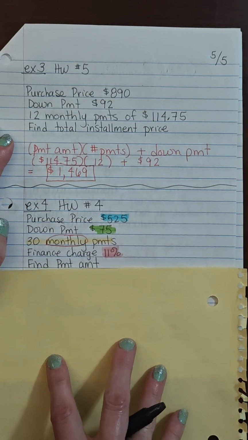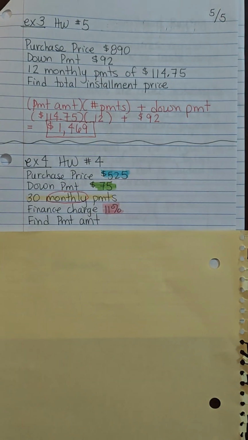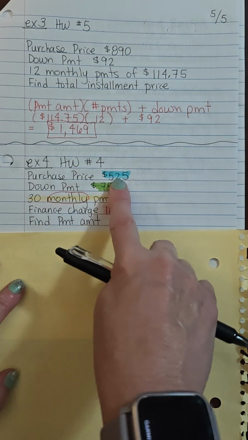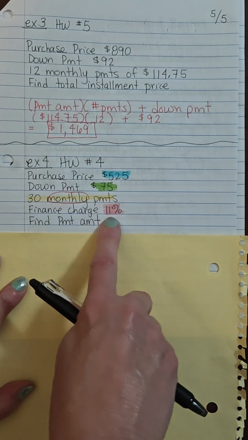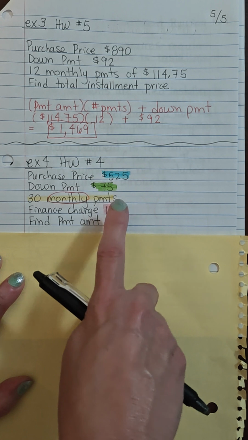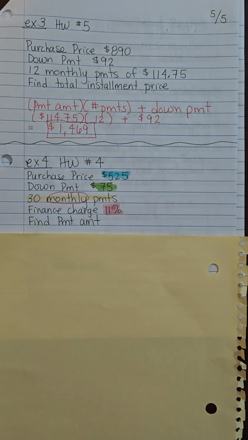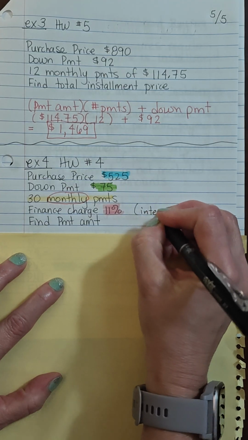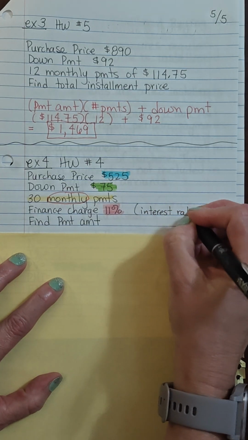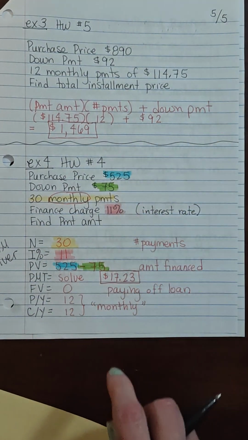Okay, last one. We have homework number 4. So we've got a purchase price of $525. The down payment is $75. We have 30 monthly payments and a finance charge of 11%. That is your interest rate. I know it's weird that we use so many different terminologies for these things, okay? But that is your interest rate. And then let's find the payment amount. Okay, so let's bust out the TVM solver.